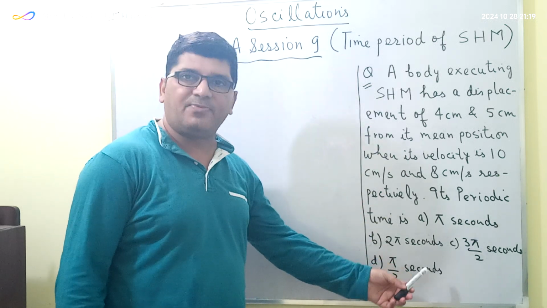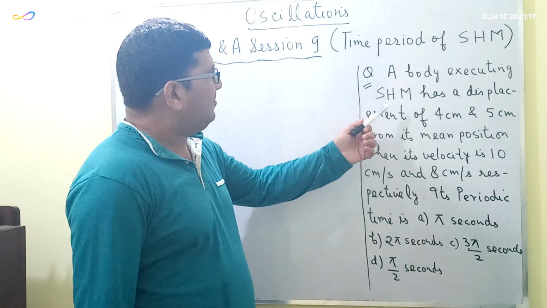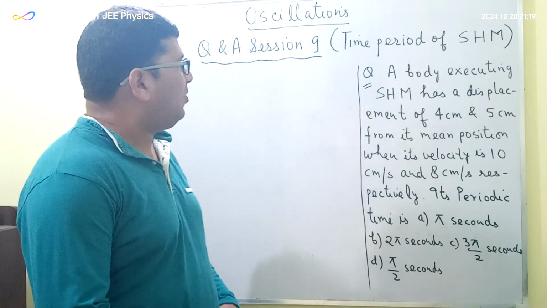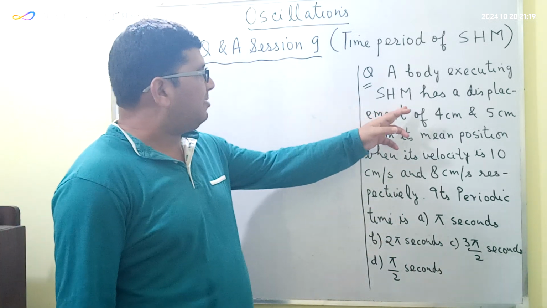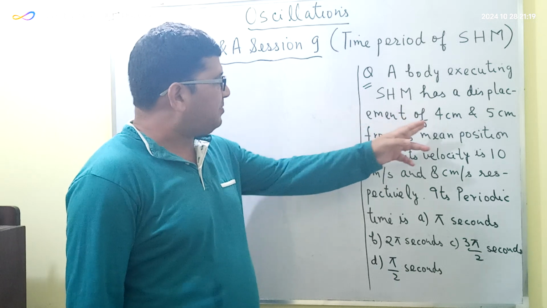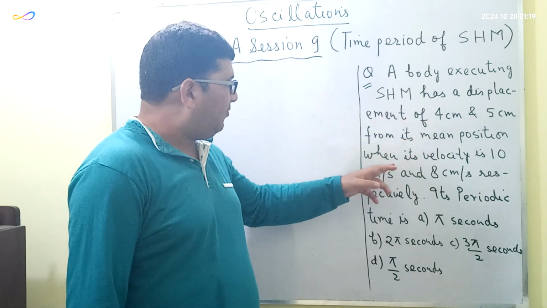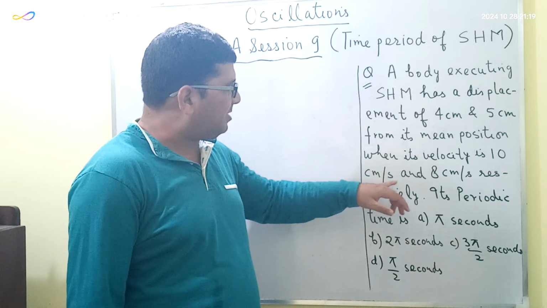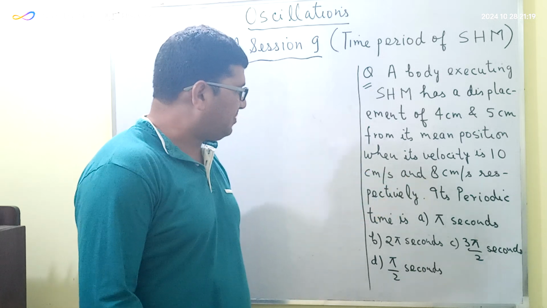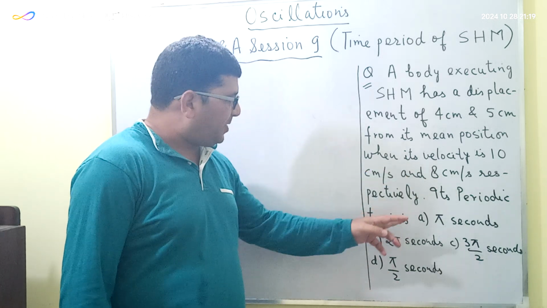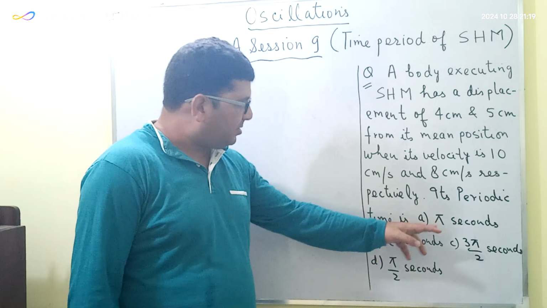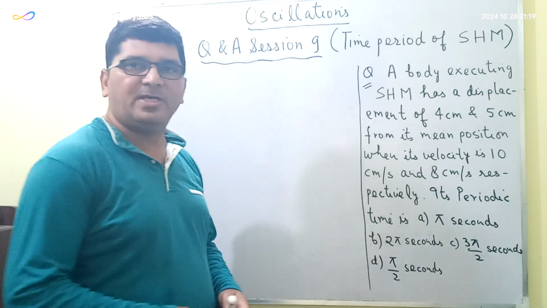question from one of my reference books, and the question here is: a body is executing simple harmonic motion and it has a displacement of 4 centimeter and 5 centimeter from its mean position, when its velocity is 10 centimeter per second and 8 centimeter per second respectively. So its periodic time is, there are 4 options here and we have to find the correct one.